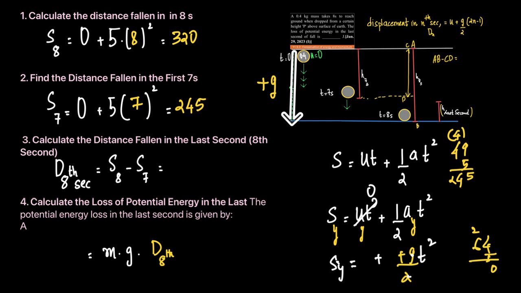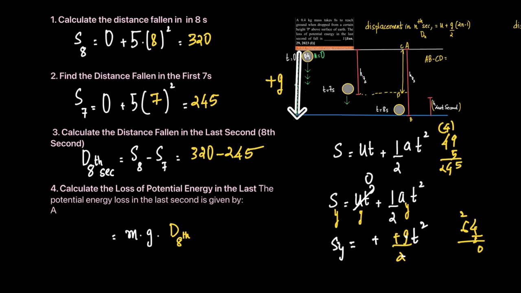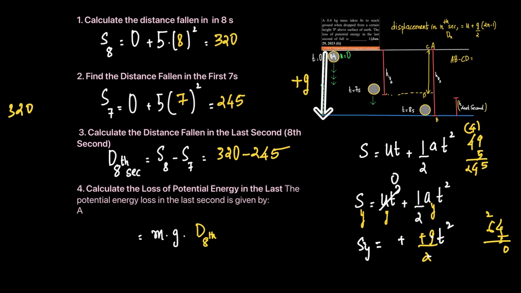Now, what is the distance fallen in the last second? It will be the distance traveled in the 8 seconds minus the distance traveled in the 7 seconds, which would be equal to 320 minus 245. So we got 320 minus 245, which is 75, right? So this would be equal to 75 meter.